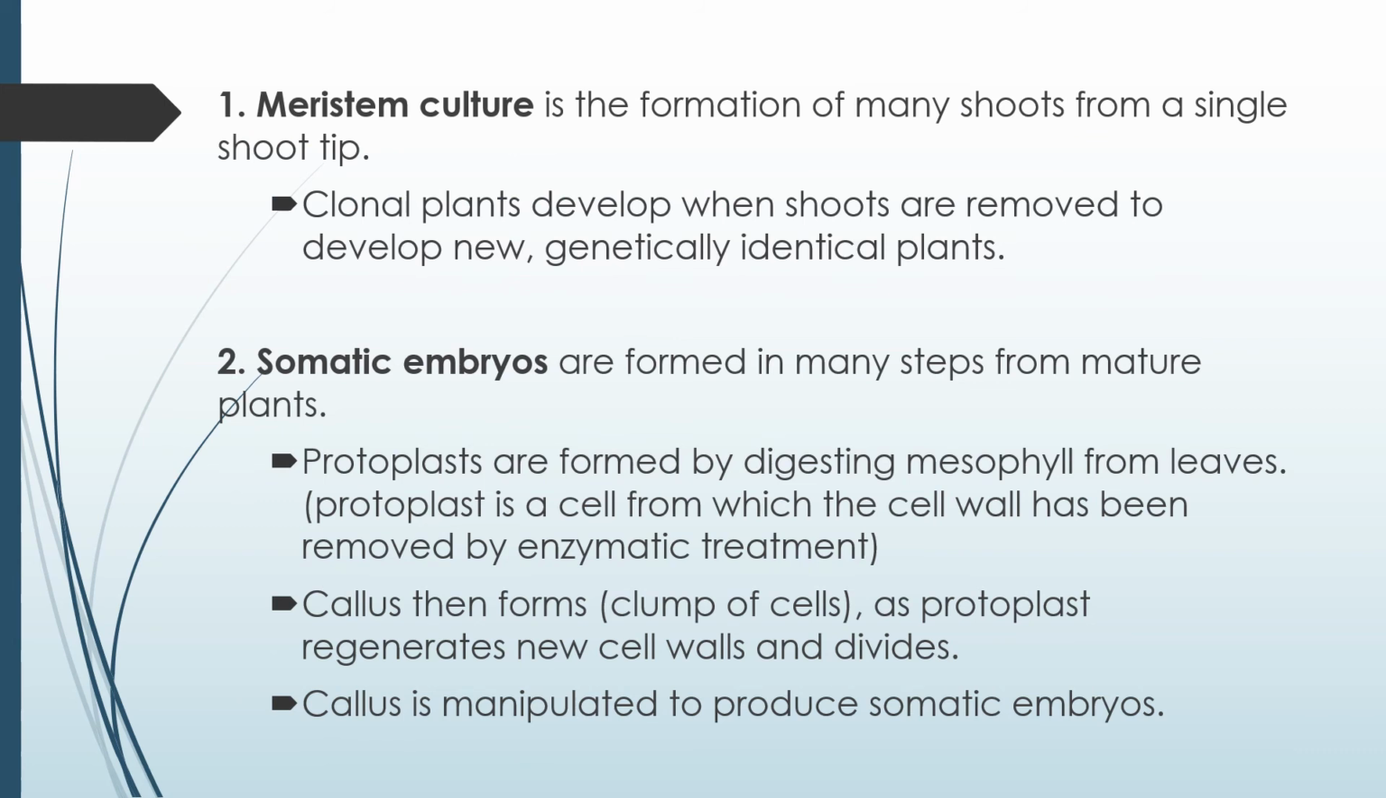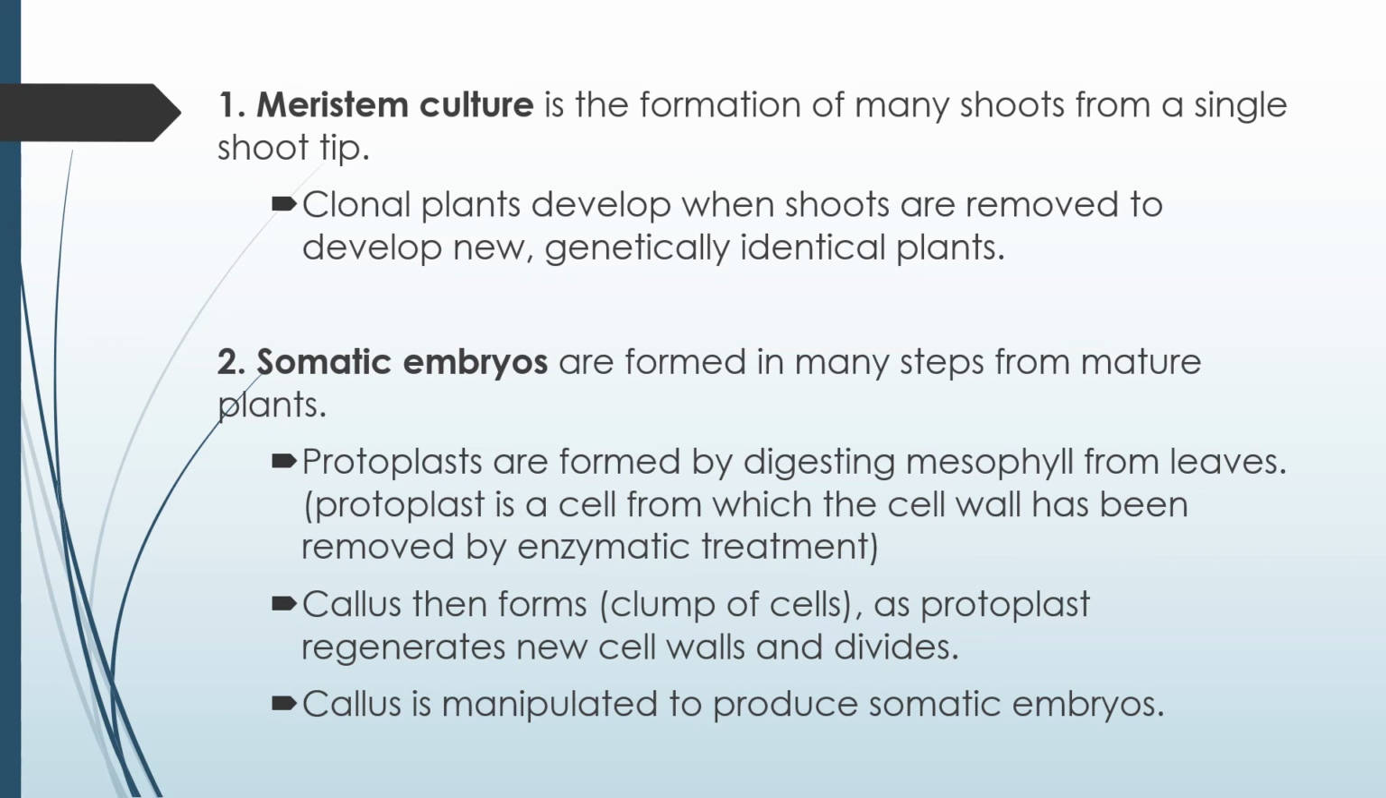So, meristem culture is the formation of many shoots from a single shoot tip. It is for clonal plants that develop when shoots are removed to develop new and genetically identical plants. And then, we also have the somatic embryos that are formed in many steps from mature plants. So, protoplasts are formed by digesting mesophyll from leaves. The protoplast is a cell from which the cell wall has been removed by enzymatic treatment. And then, we also have the callus that forms as a clump of cells as the protoplast regenerates new cell walls and divides. And then, callus is manipulated to produce somatic embryos.